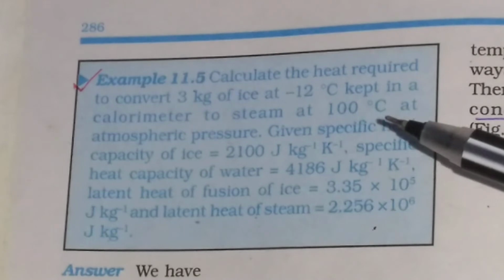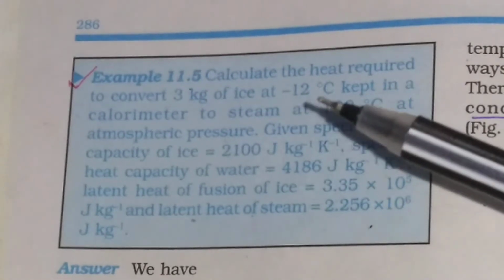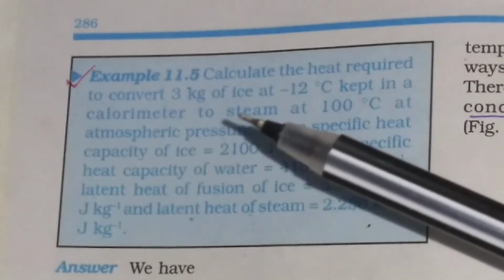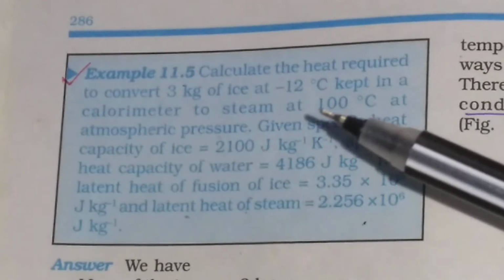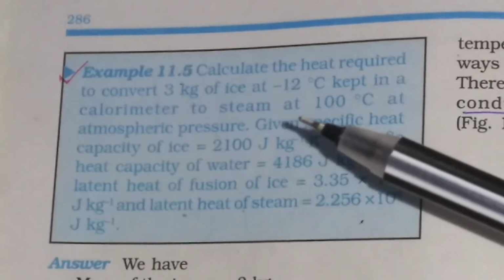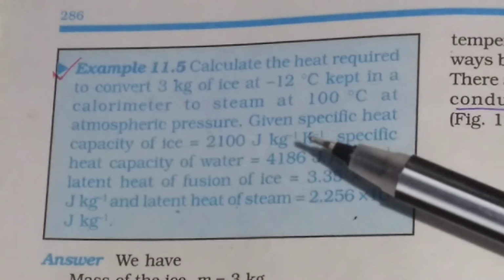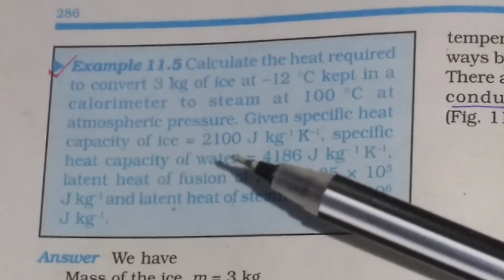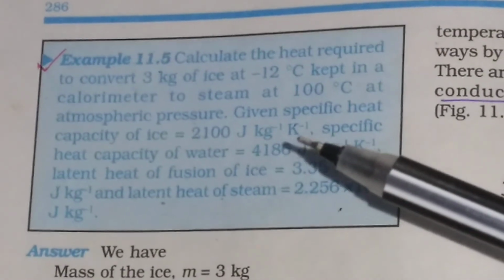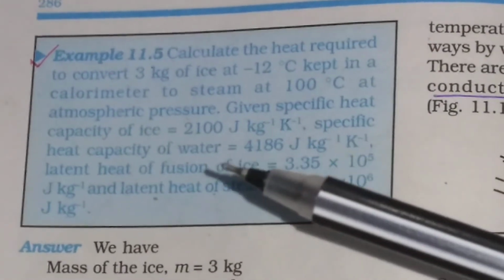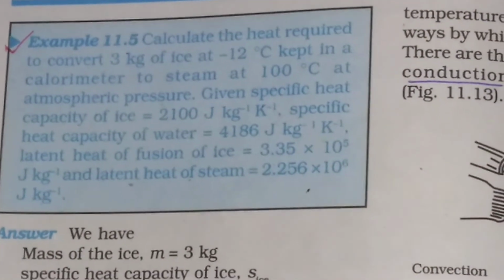Now we will discuss another important problem in calorimetry. Calculate the heat required to convert 3 kg of ice at minus 12 degree centigrade kept in a calorimeter to steam at 100 degree centigrade at atmospheric pressure, given the specific heat of ice is 2100 joule per kg Kelvin. Specific heat capacity of water is 4186 joule per kg Kelvin.